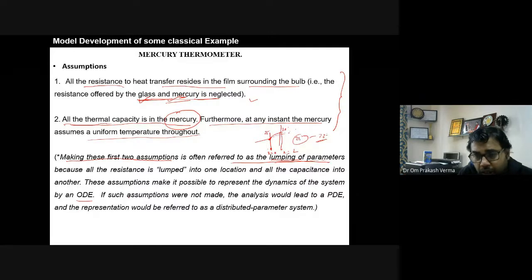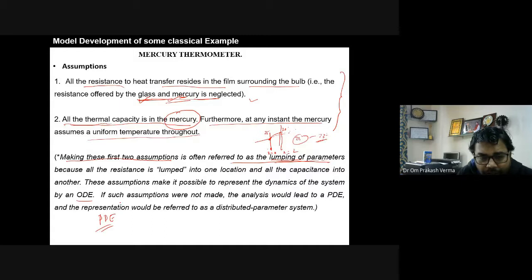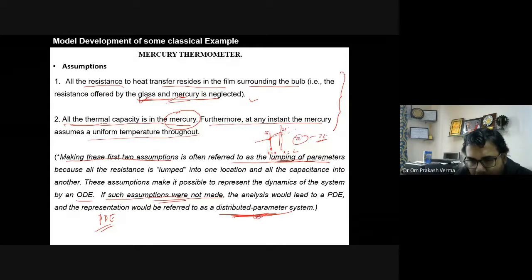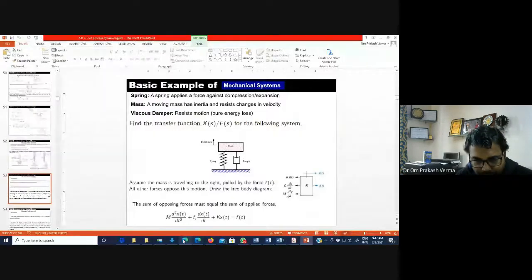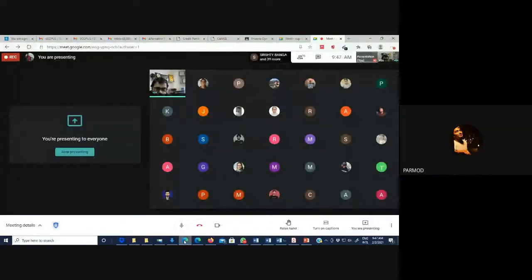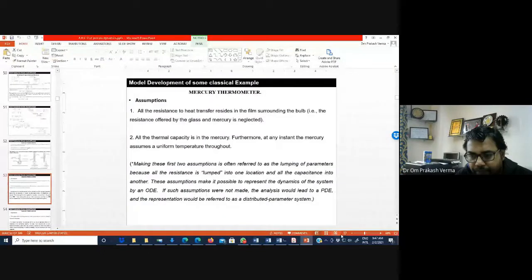However, the distributed parametric model will provide you with a PDE, as you know, a partial differential equation. Okay, so if such an assumption were not made, this means your model was a distributed parameter model, and for the analysis of this model you have to use the technique of PDE. Is it clear? Any doubt up to this point? No, sir. Okay.